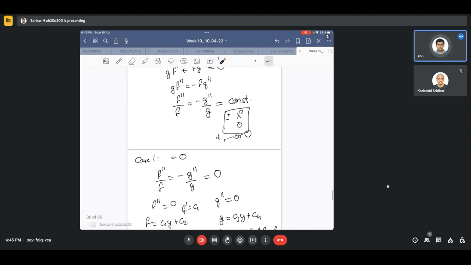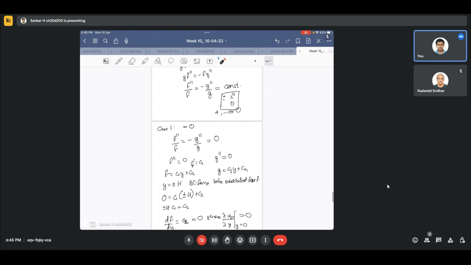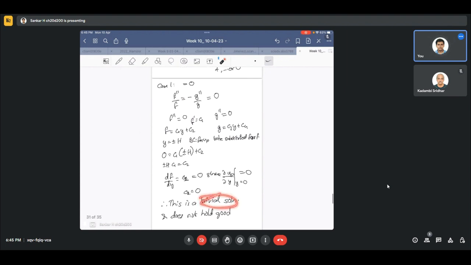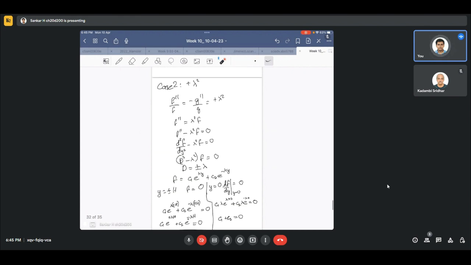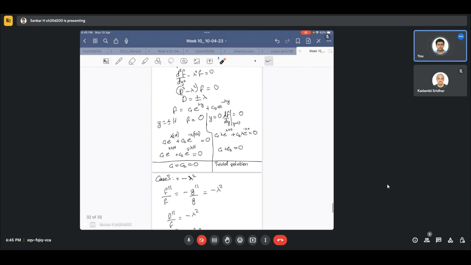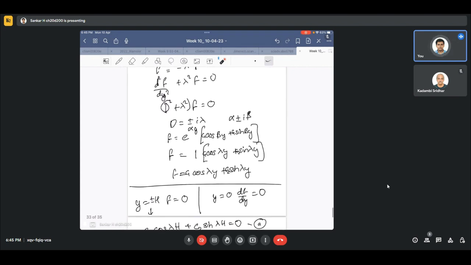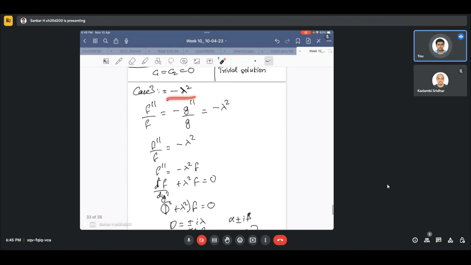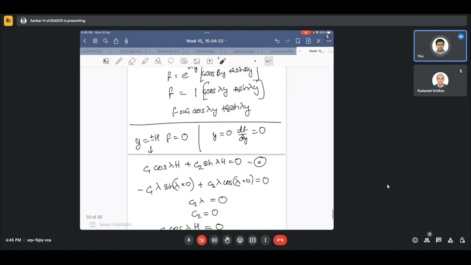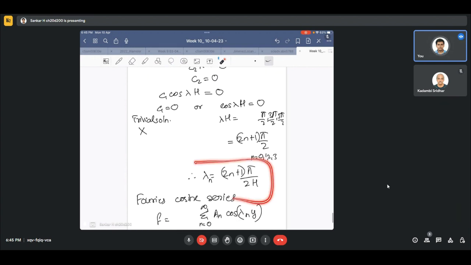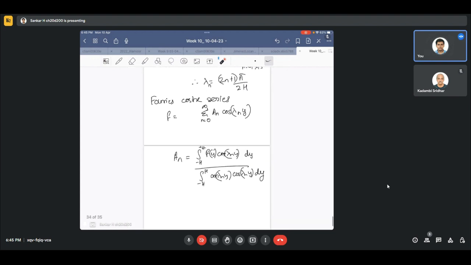We consider three cases. If it is zero, we get a trivial solution, and if we get positive lambda square, we again get a trivial solution. We saw this in the last class. Only when there is a negative constant do we get a non-trivial solution, and we get lambda n to be 2n plus 1 pi by 2h.